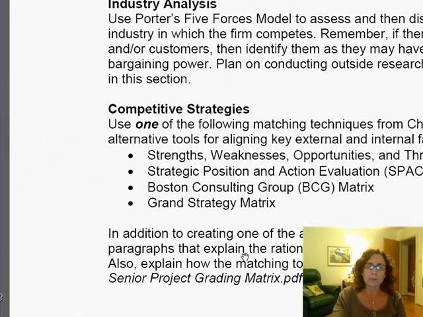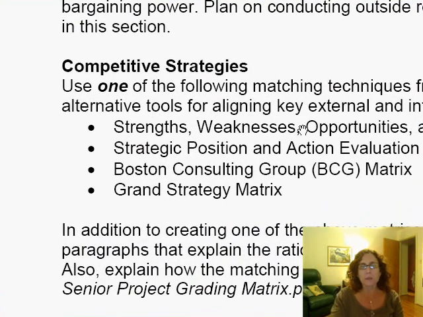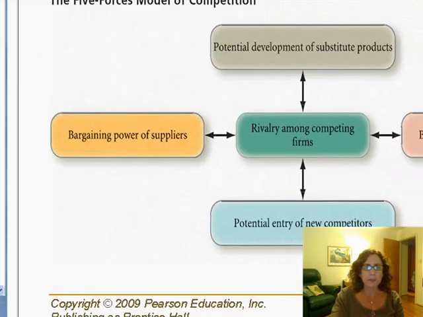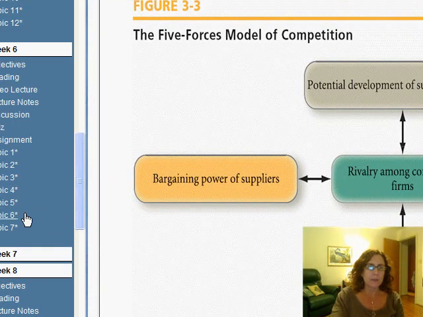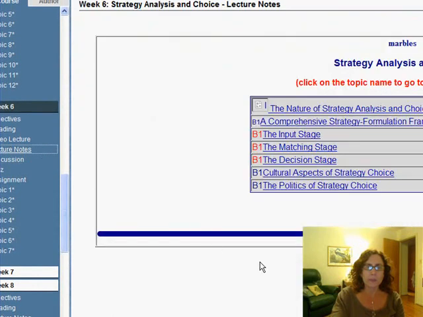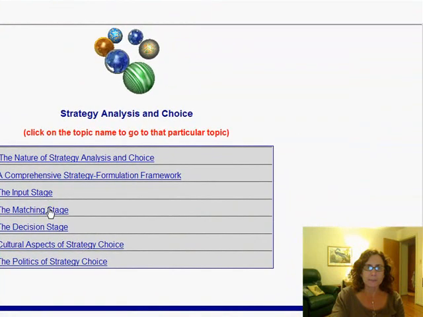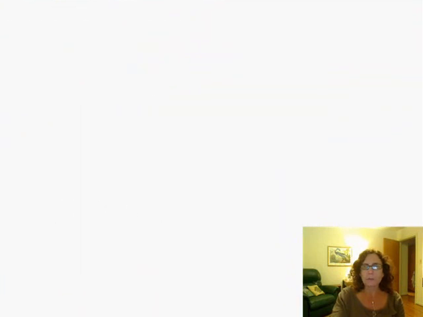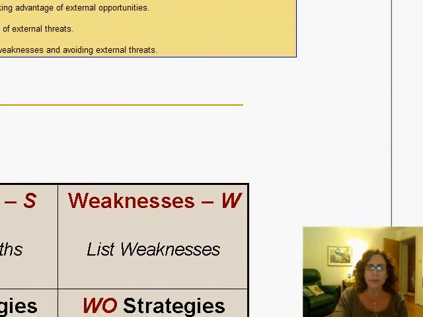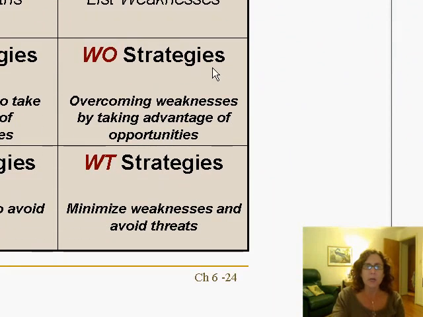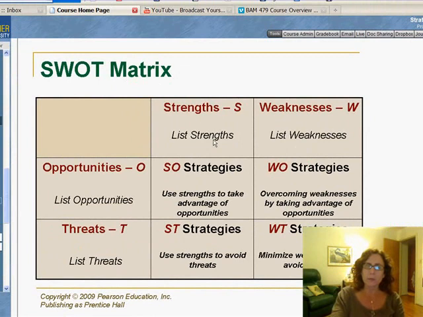Okay, so that's the first component of the case that you're going to be preparing, and the second is the competitive strategies. Now we have gone through in chapter 6 several matching techniques, and I'm going over here to the lecture notes for chapter 6, and I'm going to mention to you that you are free to look at any of these, to use any of these matching techniques in your analysis.